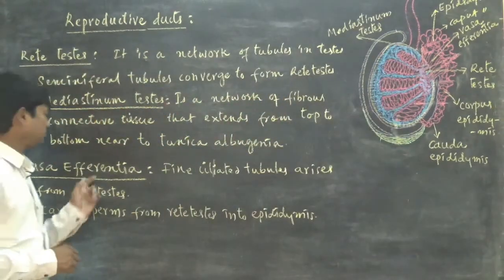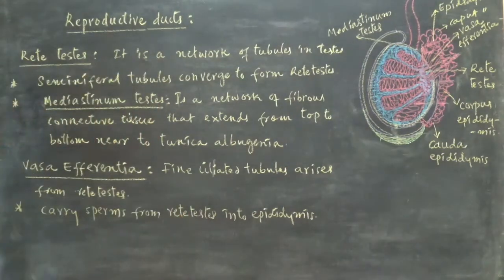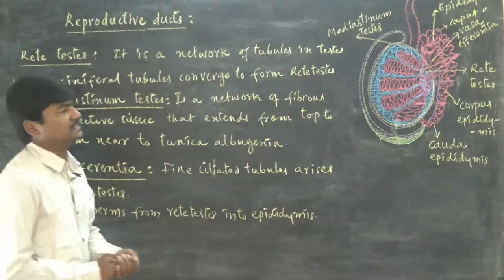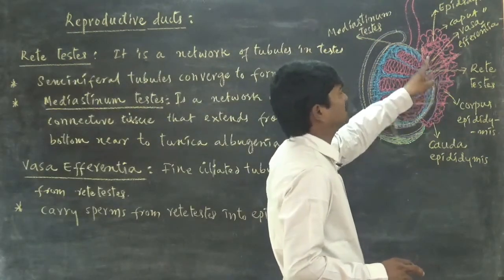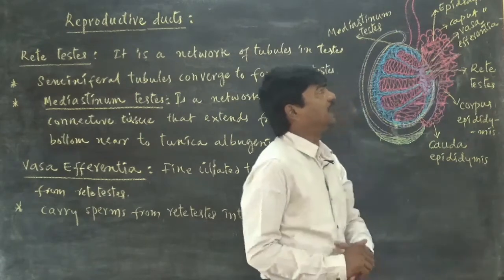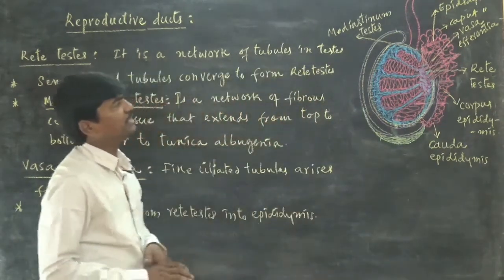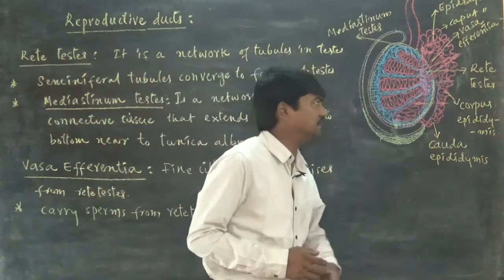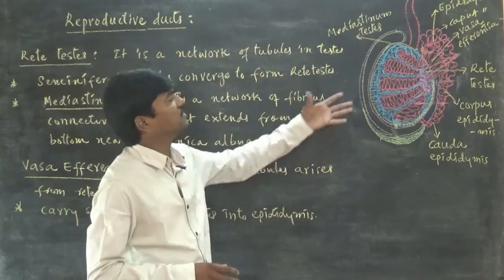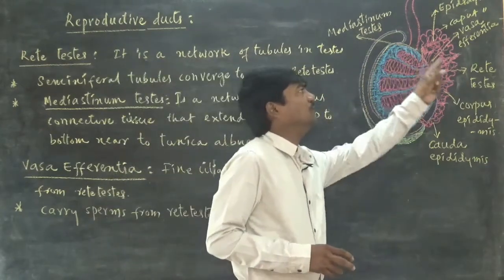And next, vasa efferentia. Vasa efferentia are fine ciliated tubules that arise from the rete testis. Here this is the rete testis, and the fine tubule-like structure present here is known as vasa efferentia. What is the function of all these structures? The rete testis receives the sperms from the seminiferous tubules and passes the sperms into the vasa efferentia.